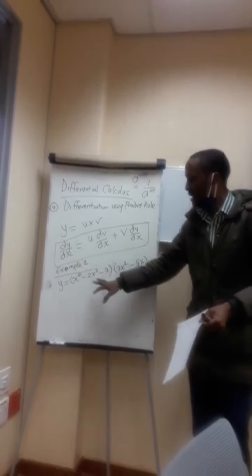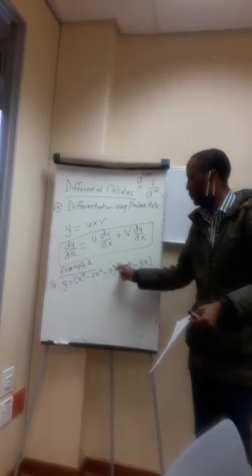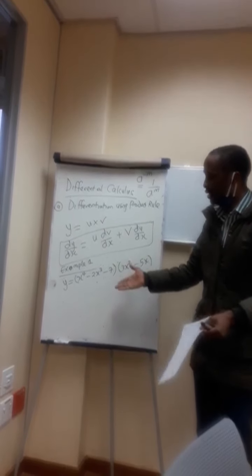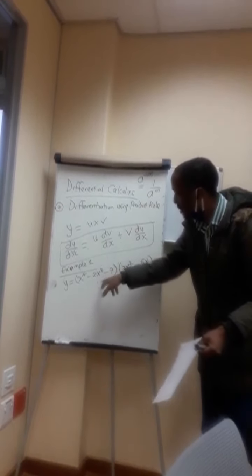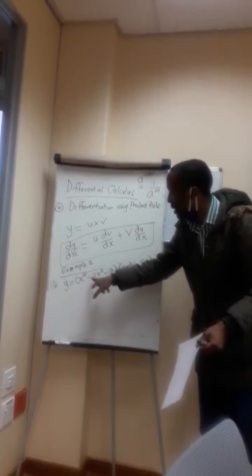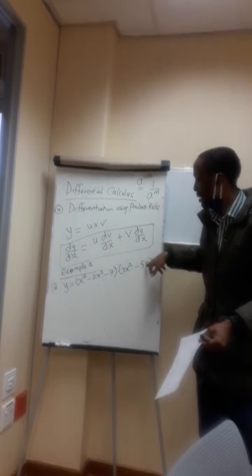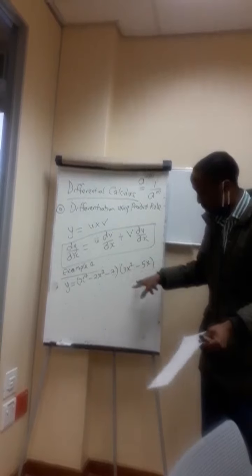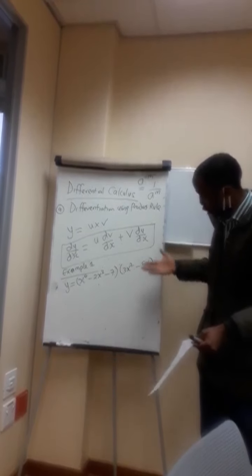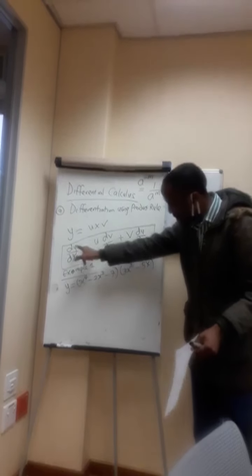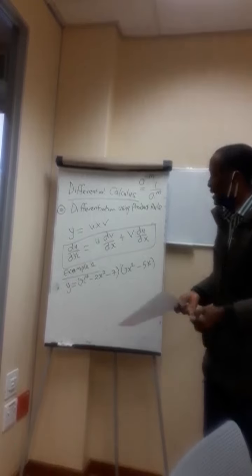If you look at this mathematical function, you can see it is a product of two different mathematical functions that are multiplying each other. So when you have this kind of function, you need to use your product rule because you have two functions. The first is x^4 minus 2x^3 minus 7. The second is 3x^2 minus 5x. These are two different mathematical functions that multiply each other. So when you want to differentiate this, you need to use your product rule, which is dy/dx equal to u dv/dx plus v du/dx.